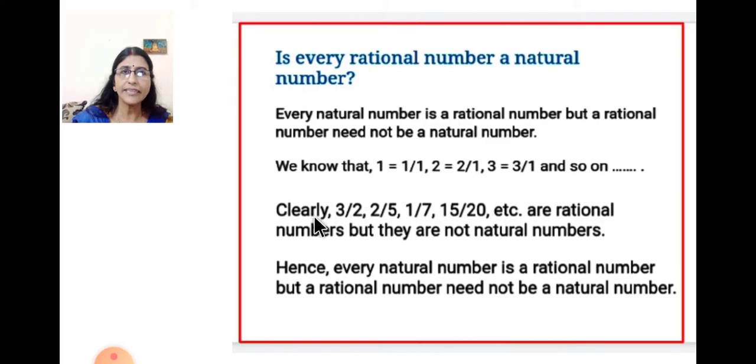Now here you see clearly: 3 upon 2, 2 upon 5, 1 upon 7, 15 upon 20, etc. These are examples of rational numbers, but they are not natural numbers. Hence every natural number is a rational number, but a rational number need not be a natural number.